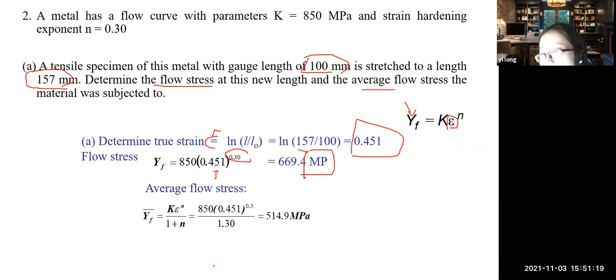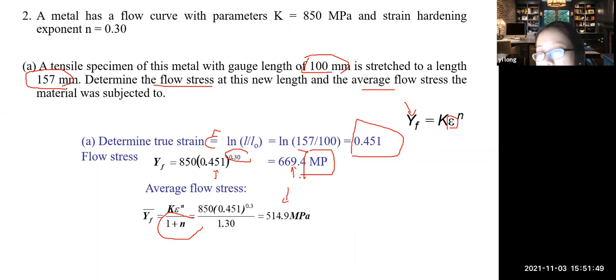Average is just divided by 1.3, which gives the final answer of 515. Okay, 515. I'm not particular about the exact answer, like 9.4, 0.5, 0.2. It doesn't matter at all. For me, if you say roughly that, it's okay, because we're engineering students and you don't really need to be so precise with your calculations. Roughly there, then I think it's okay already.